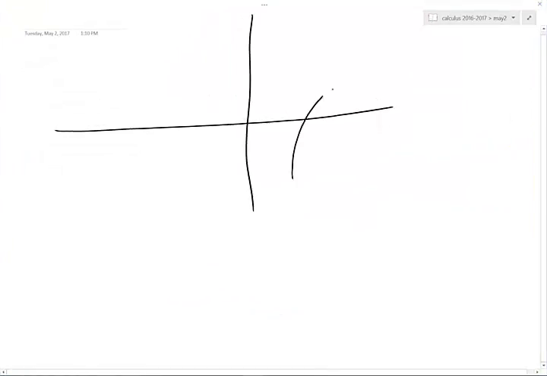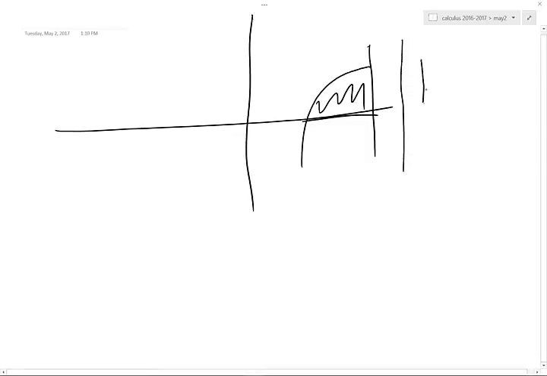It currently looks like this, and this, right? So we want this shape. We want this region right here, and we're going to rotate it around this line. So obviously it's going to look like this, and it's going to have a hole in the middle of it, yes?